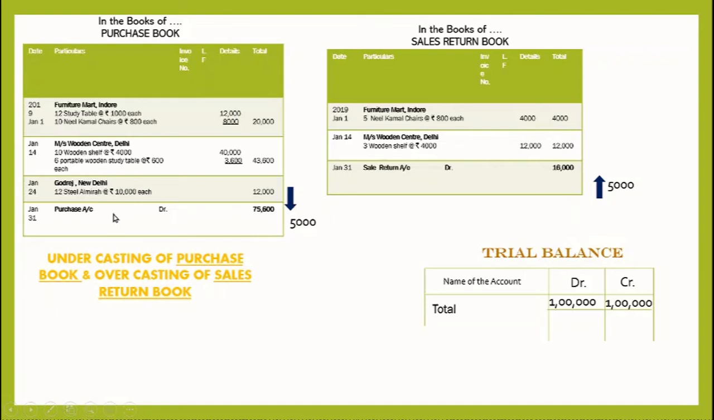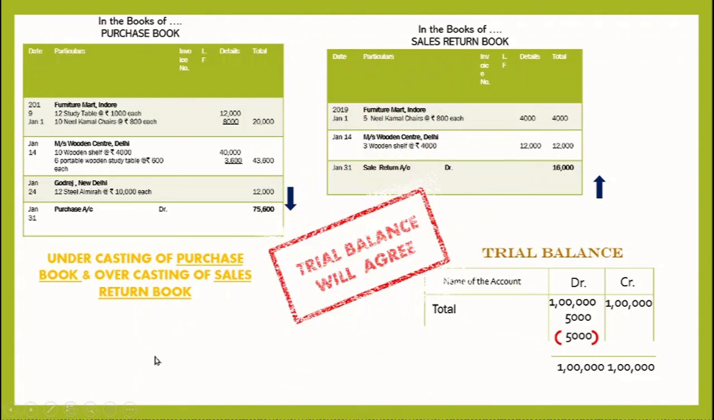Now for rectifying this, I add 5,000 on the debit side, and I deduct 5,000 on the debit side, because it's already in excess. So both the effects I'm going to take on the debit side, but this I'm going to add because it is already less, so I have to add and make it correct, and this I have to deduct from the debit side because it's in excess. So the final effect will be on the debit side, and of course the total will be the same. So this also agrees with my trial balance.